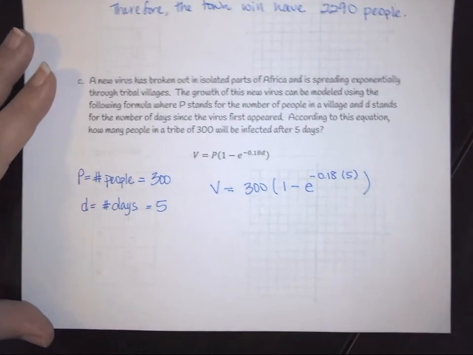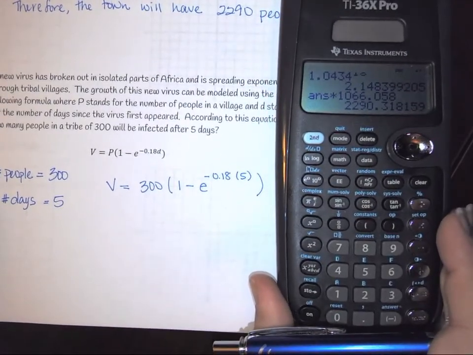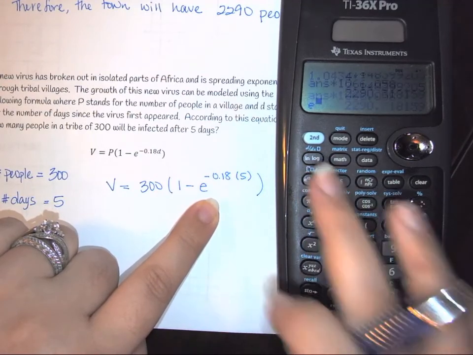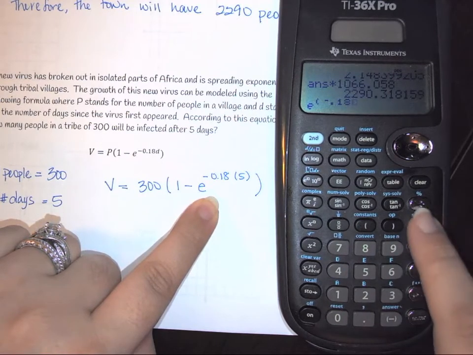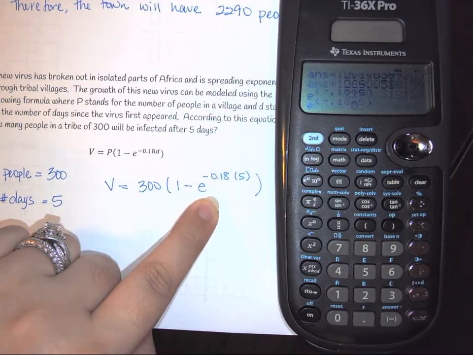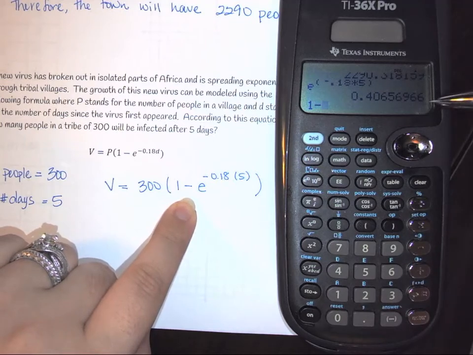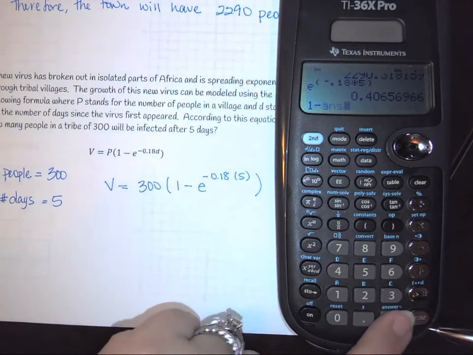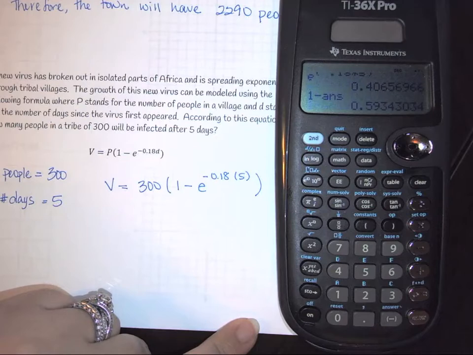So again, I would work this problem kind of slow, and I would work from the inside out. So we're going to start here with the E. So I have my E, and I've raised it to the negative 0.18 times 5. Close your parenthesis and hit enter. Then I want to do 1 minus, and I want to use this answer here. So notice above my negative sign I have the word answer. So I'm going to hit second and then my negative sign. The ANS shows up, which means I'm going to pull this answer through, and then I'm going to hit enter.